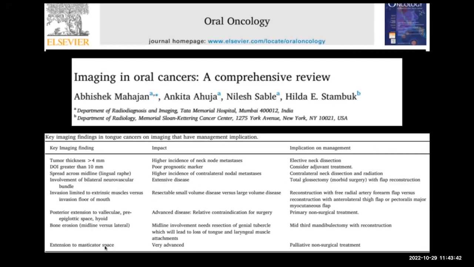And when there is posterior involvement, these are advanced diseases, and primary non-surgical management is used in these cases. Bone involvement, as I said, can guide marginal versus segmental versus hemimandibulectomy.